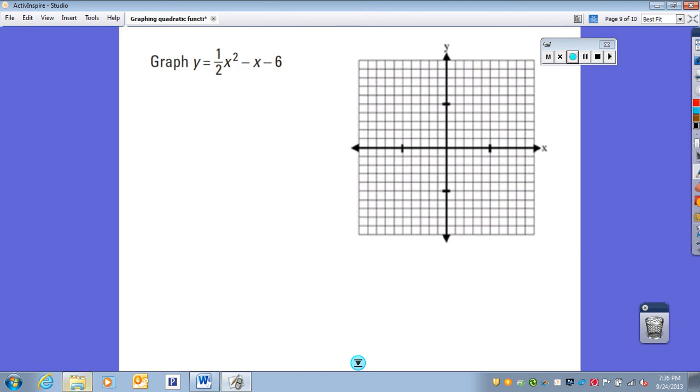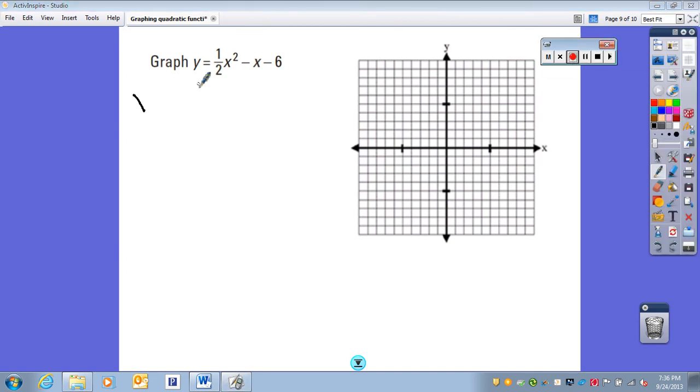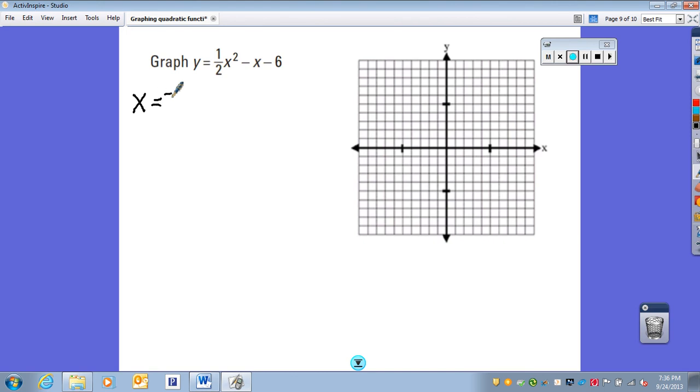y equals 1/2 x squared minus x minus 6. The first thing that we want to do is to find our vertex. So we use the formula x equals negative b over 2a.